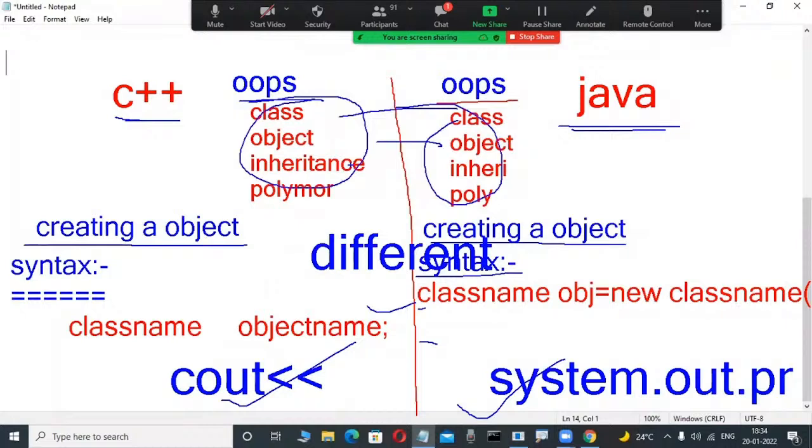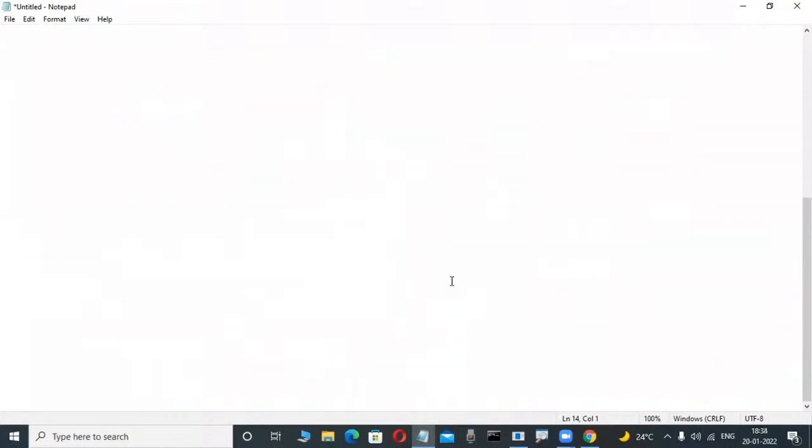What is class? What is object? What is inheritance? What is polymorphism? Same. But syntactically totally different. Why? Because those are two different languages, two different products from totally different companies. That's why functions are different and syntax is also different. Same like this, observe here also.